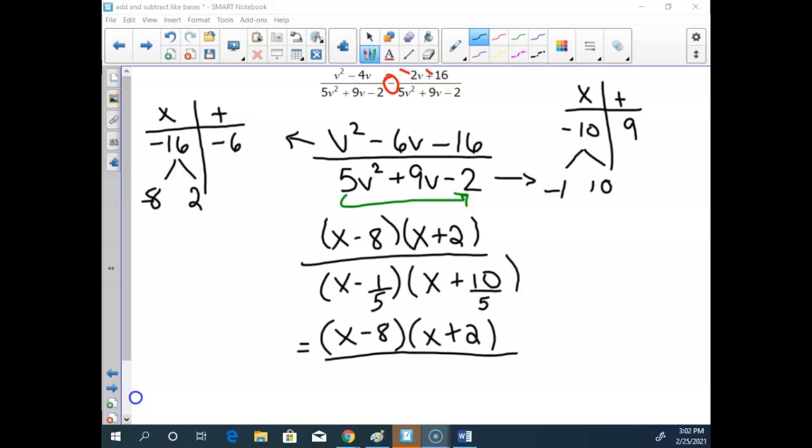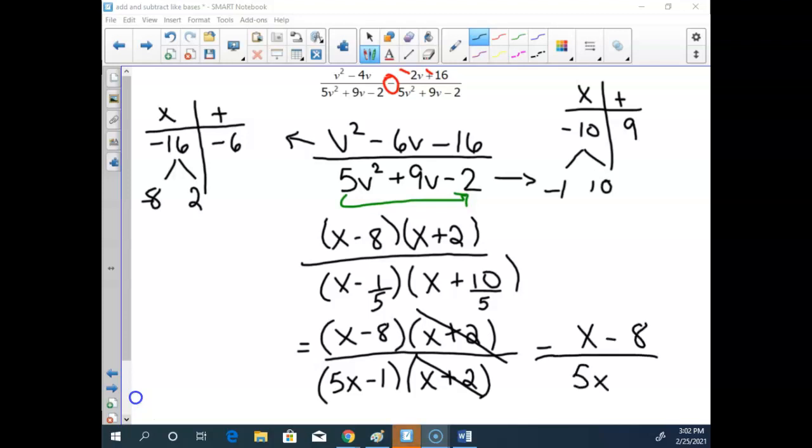So 1 divided by 5, it doesn't simplify to a whole number. So what I need to do is pull my 5 back out, and so I have 5x minus 1. But 10 over 5 reduces to 2, so I'm left with x plus 2. That's nice. Those cancel out, and I am left with x minus 8 over 5x minus 1. That is my answer. And you can go ahead now and give this kind of problem a try.